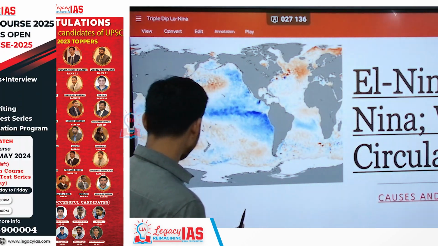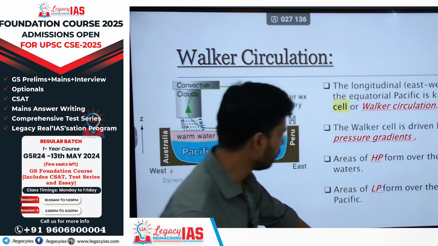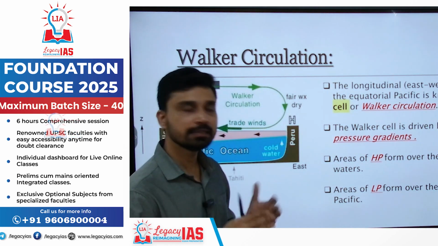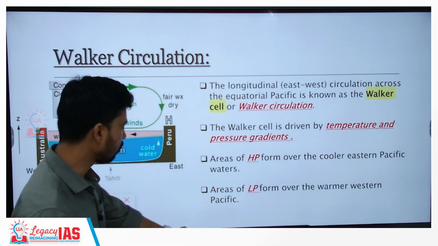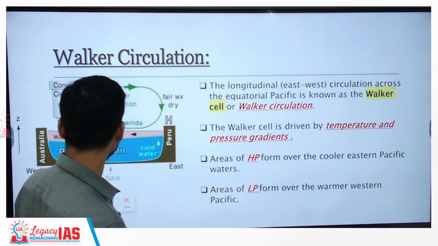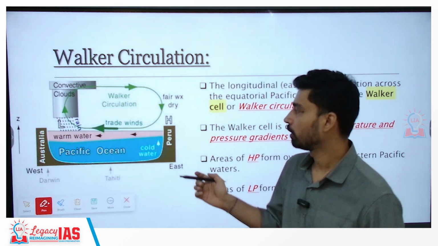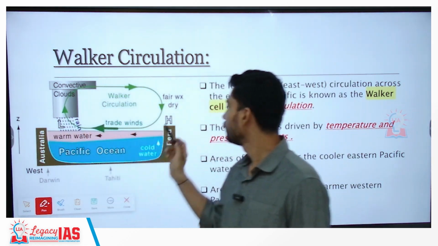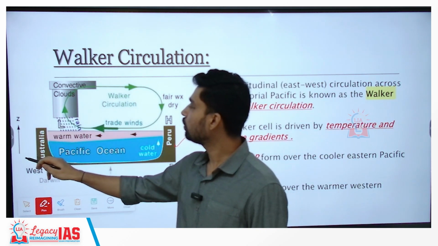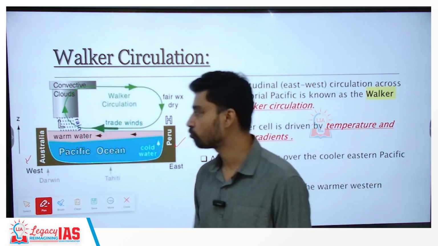So let us first try to understand the Walker circulation. It can simply be defined as an east to west, or longitudinal, circulation that takes place in the Pacific Ocean. If you look at the map, on the eastern side of the Pacific we have South America, with countries such as Peru. And on the western part of the Pacific Ocean, we have another country, Australia.